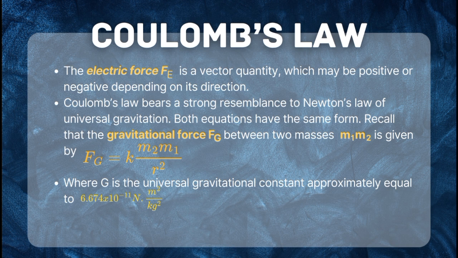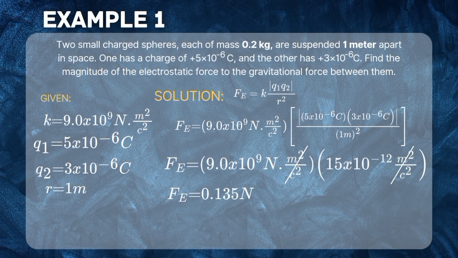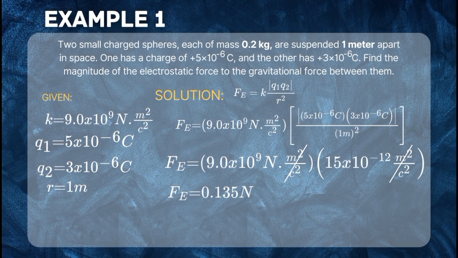Recall that the gravitational force between two masses is given by F_g = G m1 m2 / r², where G is the universal gravitational constant, approximately equal to 6.674 × 10^-11 N·m²/kg². Example number 1. Two small charged spheres, each of mass 0.2 kg, are suspended 1 meter apart in space.